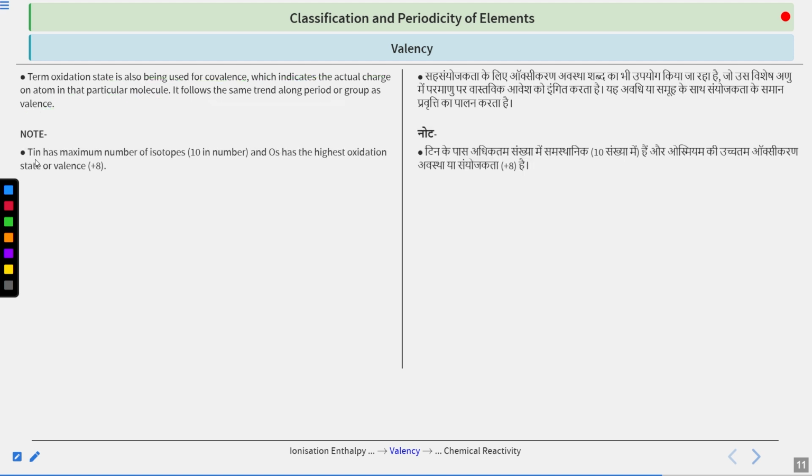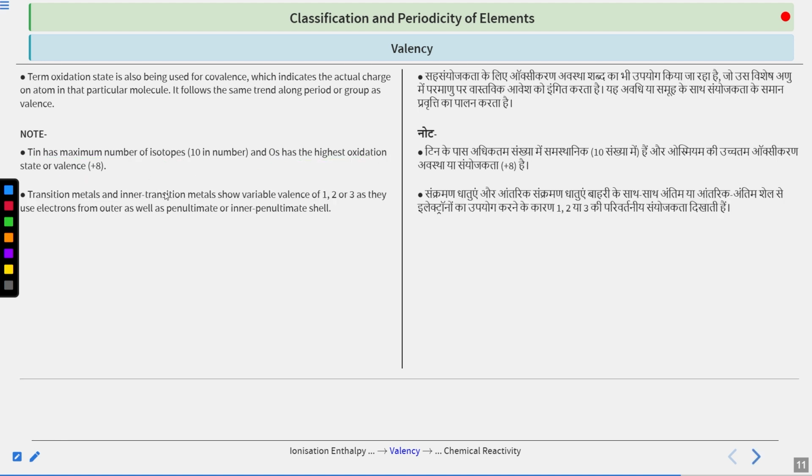Now note this: tin has the maximum number of isotopes and osmium has the highest oxidation state of +8. Transition and inner transition metals show variable valence, that is 1, 2, 3, as they use electrons from the outer as well as the penultimate or inner penultimate shell. What is the meaning of this? The meaning is that the transition element's electrons can be removed from, suppose the sixth shell is the last shell, then they can be removed from the fifth shell also. Due to that reason, it can show variable oxidation states.